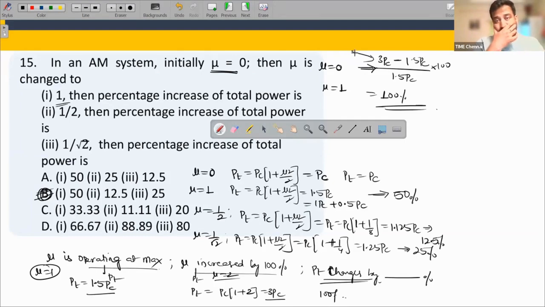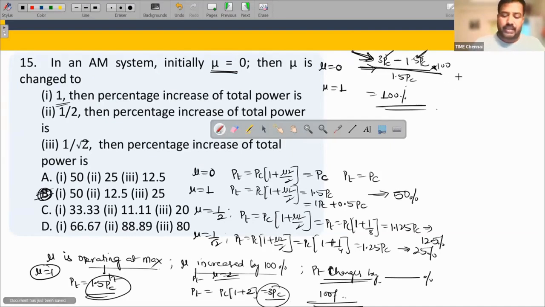Okay. Why am I saying this? Because sometimes it is not so easy to tell this directly. Then you use this formula: final value minus initial value by initial value into 100. Is this clear? It is very obviously clear here. The values are 1.5 PC to 3 PC, 100% improvement. That's okay. But there may be some situations where you cannot directly tell like this. Then it is better to rely on a formula. Final value minus initial value by initial value into 100 will give you the percentage change, or I can say the percentage increase.